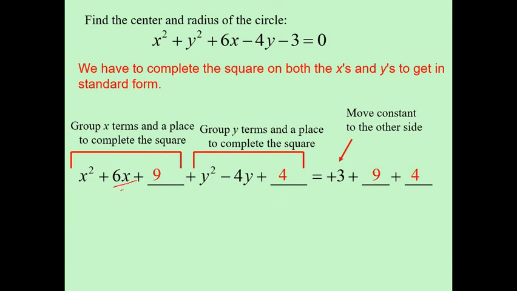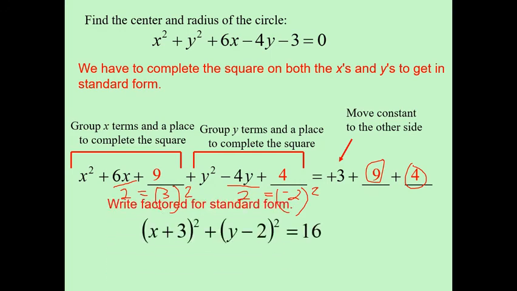Notice 6 divided by 2 is going to give you a 3. Notice negative 4y divided by 2 is going to give us a negative 2. Remember, we have to square these, so that's where the 9 comes from, and we're going to square this, and that's where the 4 comes from. Remember, we write these values on both sides of the equation.